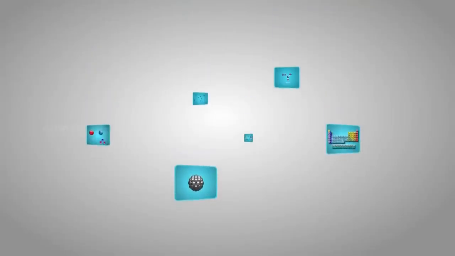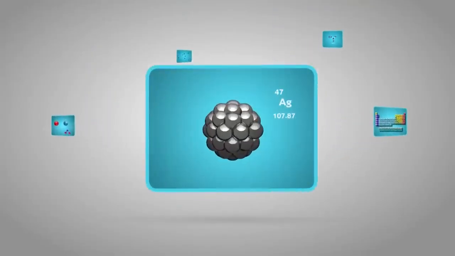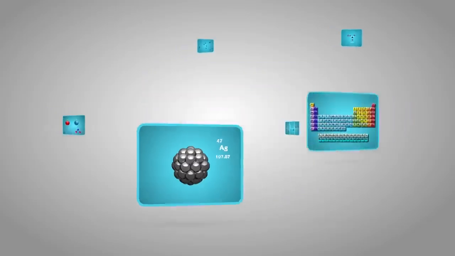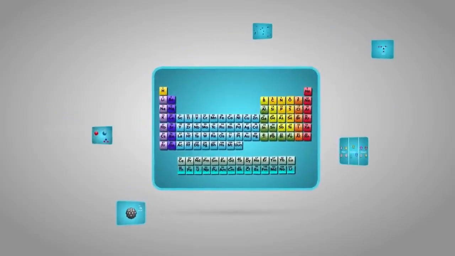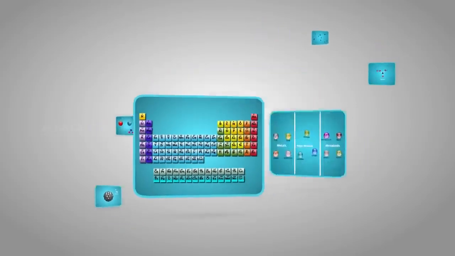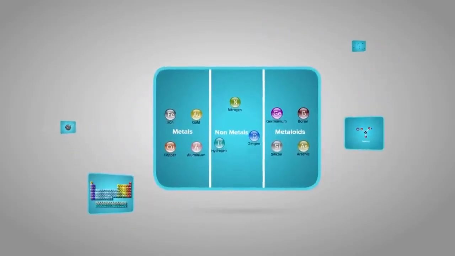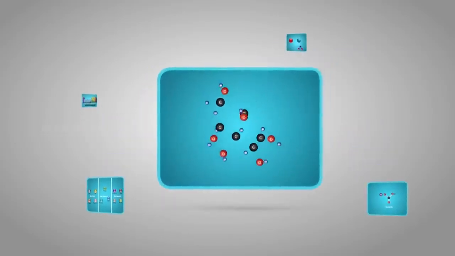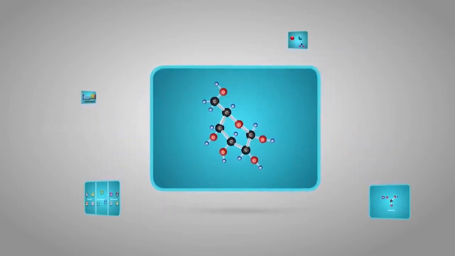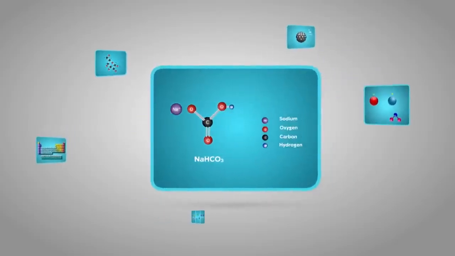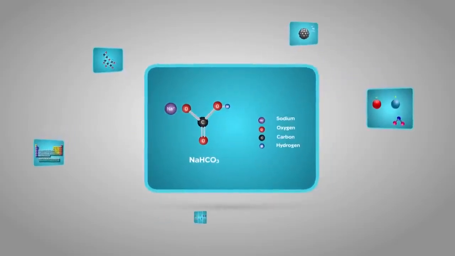Things to remember. Elements are the simplest form of matter and are made up of atoms of the same kind. In the periodic table, elements are arranged in the order of increasing atomic number. Elements can be classified into metals, nonmetals, and metalloids. Compounds are pure substances composed of two or more different elements. The properties of a compound are different from that of its component elements.